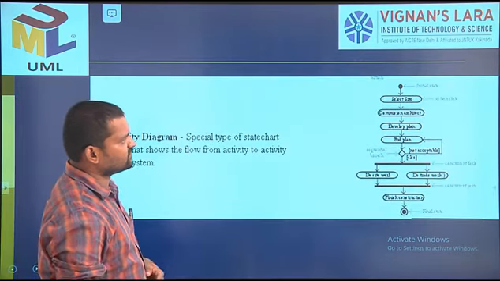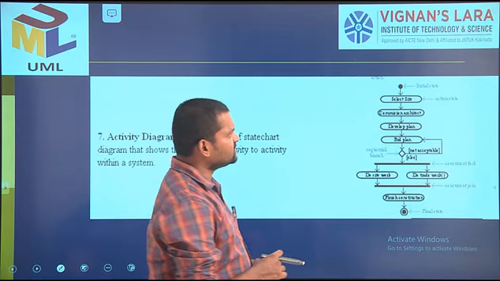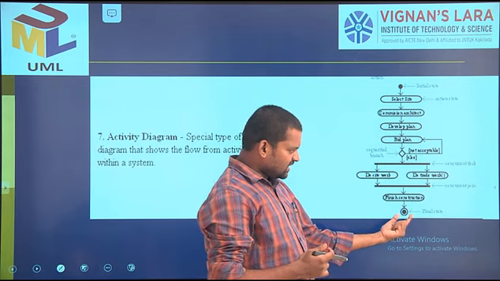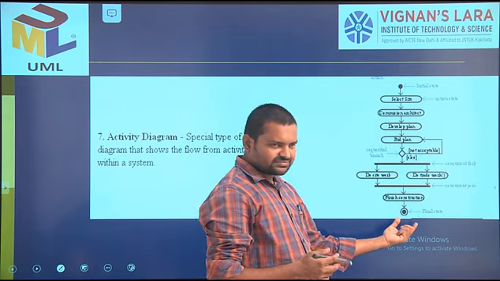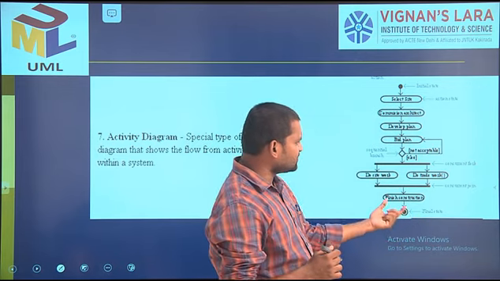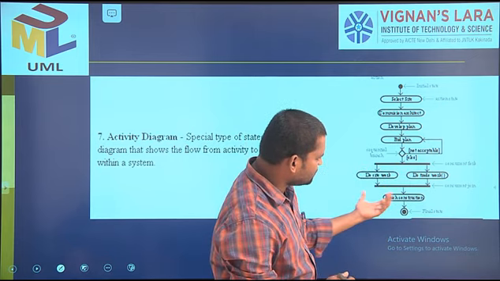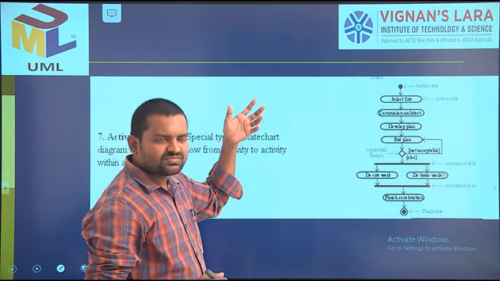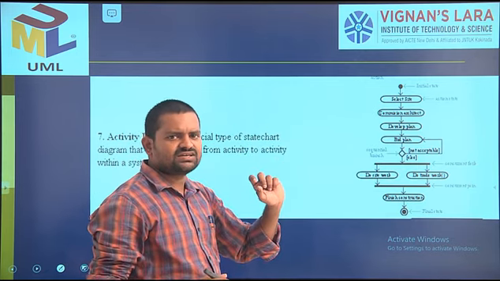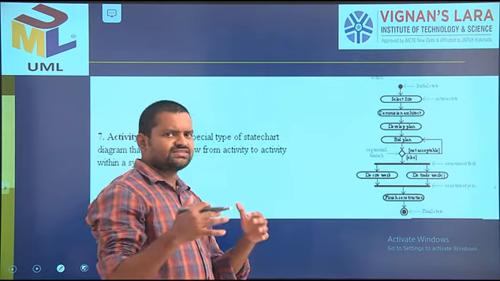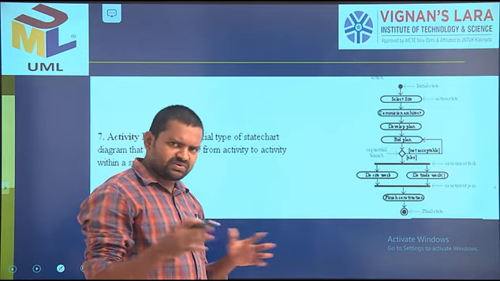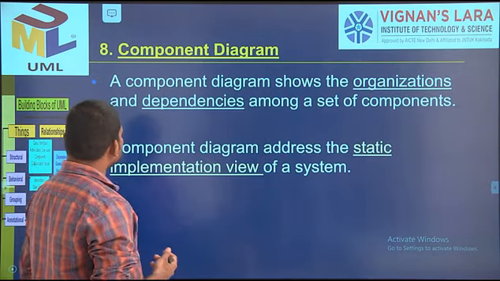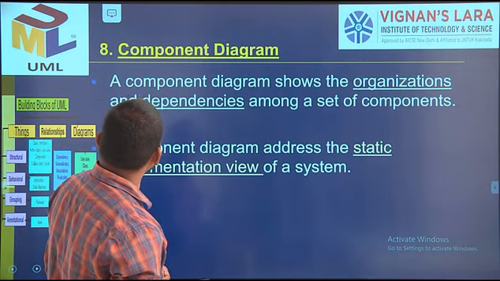This is the view of an activity diagram: activity to activity, the initial activity, and the end. In between, different things are there, such as selection among multiple options, conditions, joins, different sets of joins, and splitting. All those are there. We will see those in the next sessions.